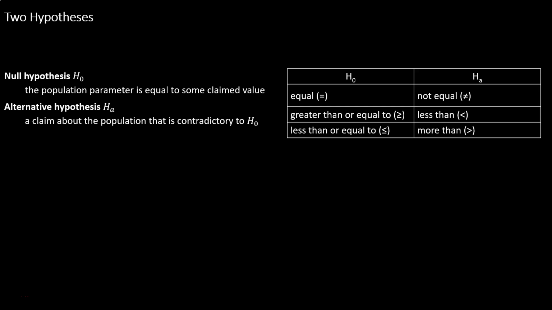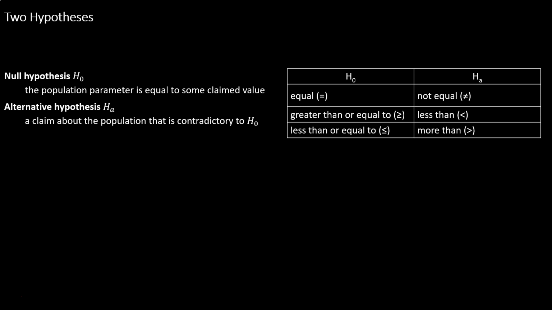While performing a hypothesis test, we have to identify two contradictory hypotheses. One of them will come directly from the claim in the hypothesis. The other one we will pick so that it contradicts the claim from the original statement. The null hypothesis is the hypothesis that claims the population parameter is equal to some claimed value.